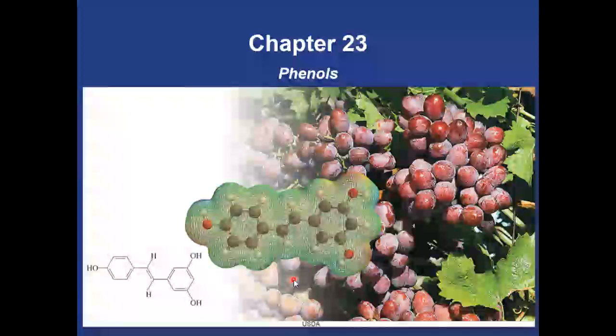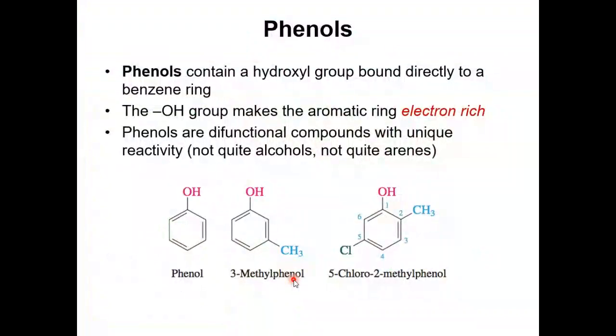In chapter 16, we mostly deal with alcohols, and in chapter 23, we're dealing with phenols. Phenols can actually be considered aromatic alcohols. We know an alcohol has an alkyl group connected to an OH group. A phenol basically has a phenyl group connected to an OH group. So that's why I decided to put this chapter right after chapter 16.